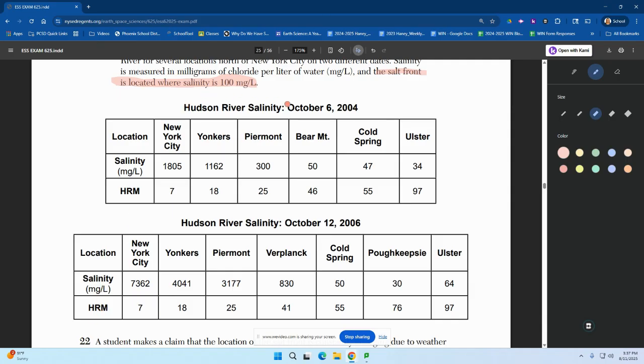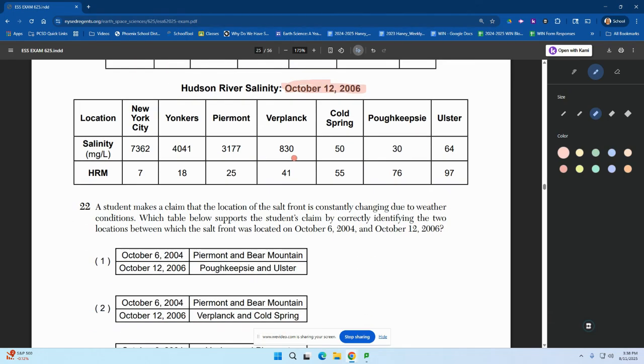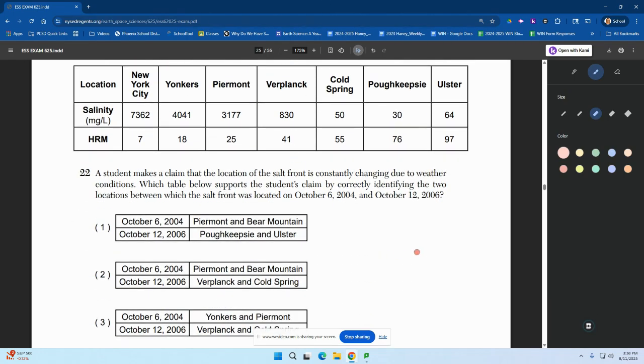And I see up here my titles, October 6th and October 12th. So they've given me two different dates, essentially, so data that was collected from two different times. Our question says, a student makes a claim that the location of the salt front is constantly changing. So this is our claim here, due to the weather conditions. Which table below supports the student's claim by correctly identifying the two locations between which the salt front was located on October 6th and October 12th?